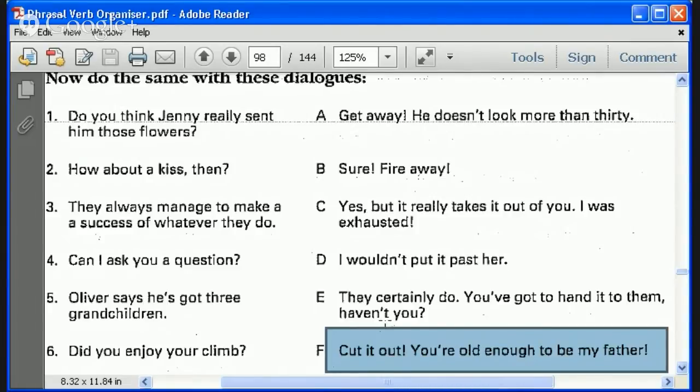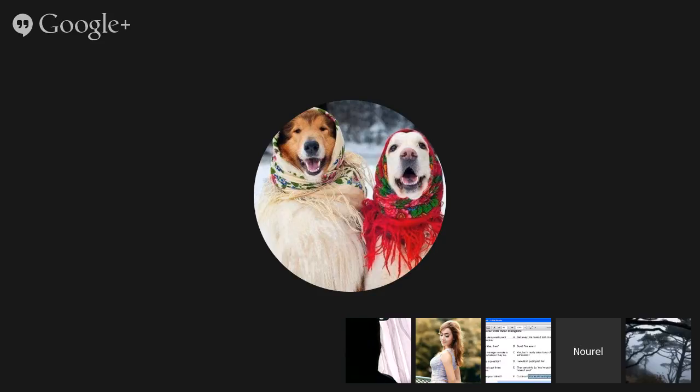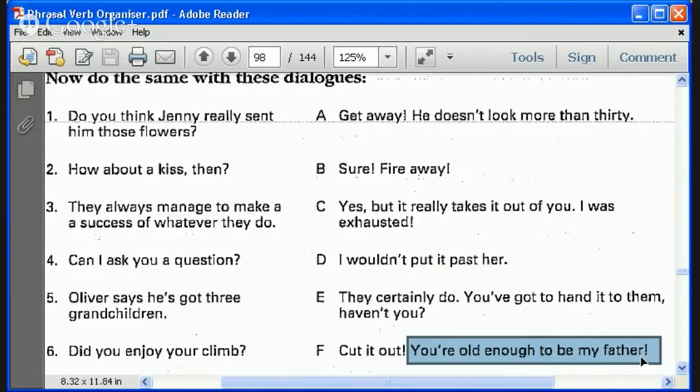And even the second phrase here, really, this is a classic. I would even say this is colloquial. You're old enough to be my father. Yeah. And I think we can all figure out where that's used and why. I'll leave that up to your imagination. All right, Gregory.